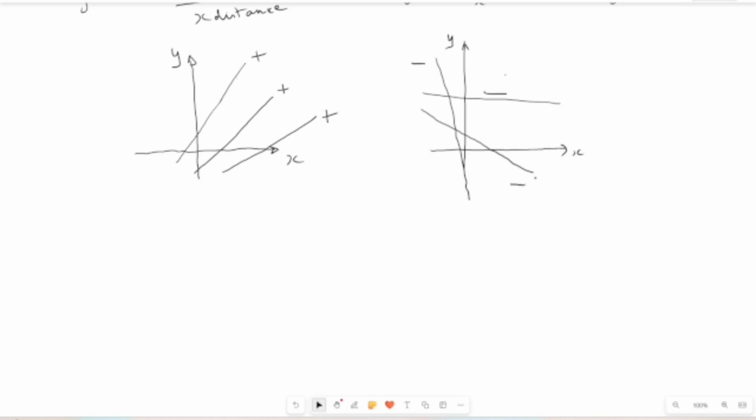So those are all negative, negative, negative, and negative. Now that's just something you have to remember. But think of this as positive, x is increasing and y is increasing. That's positive. Think of these ones as x is increasing but y is decreasing, and that's negative.